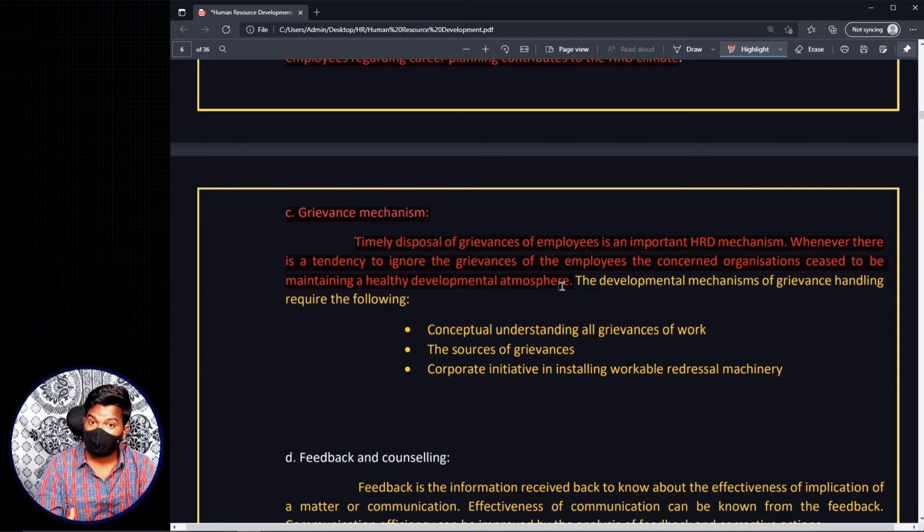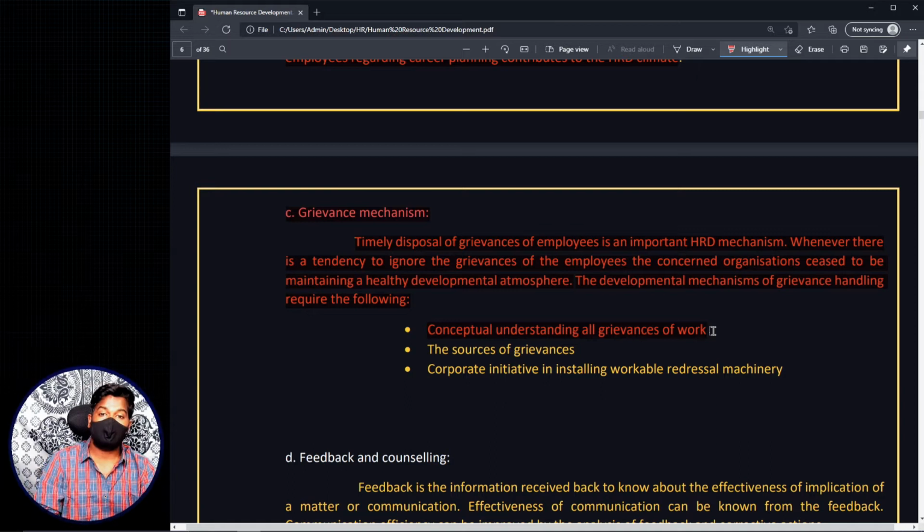Now you have to make sure that the grievances which arise are eliminated or completely solved as soon as possible, for creating a healthy or a positive working environment. Now the developmental mechanisms of grievance handling require the following. That means if you want to create a good grievance handling mechanism in an organization, first of all you need to have these things. First of all you need to have conceptual understanding of grievance of work.